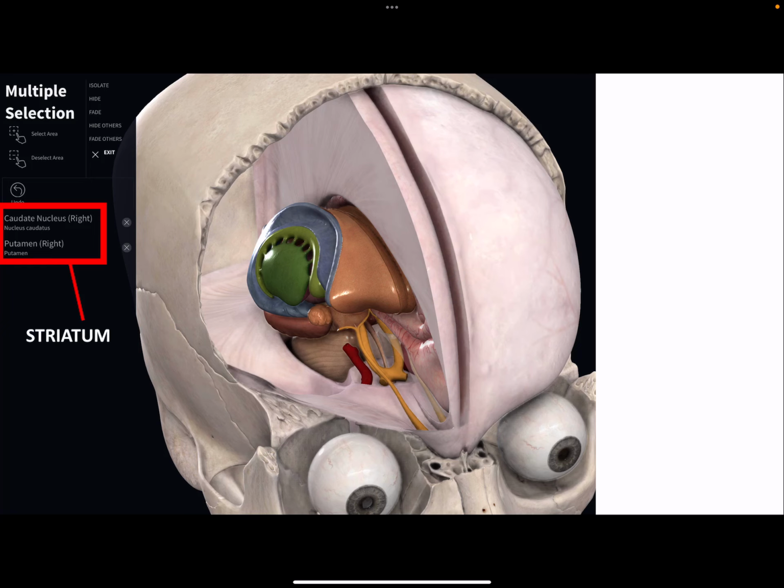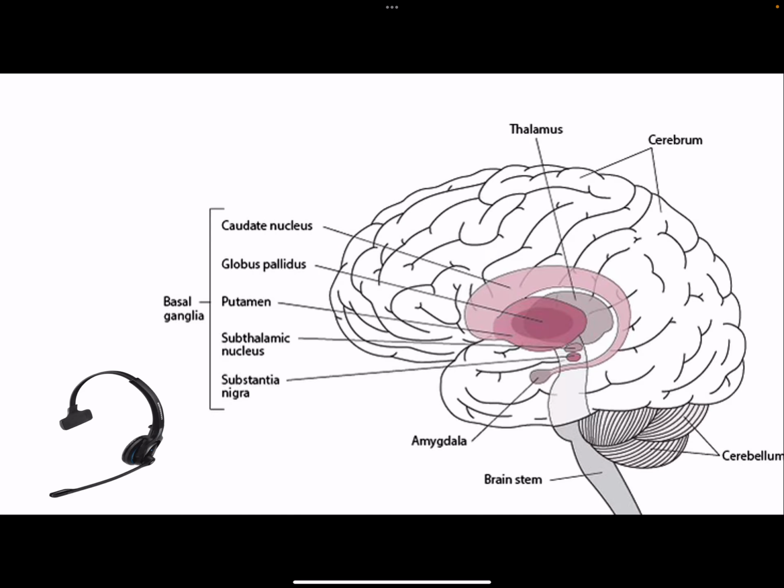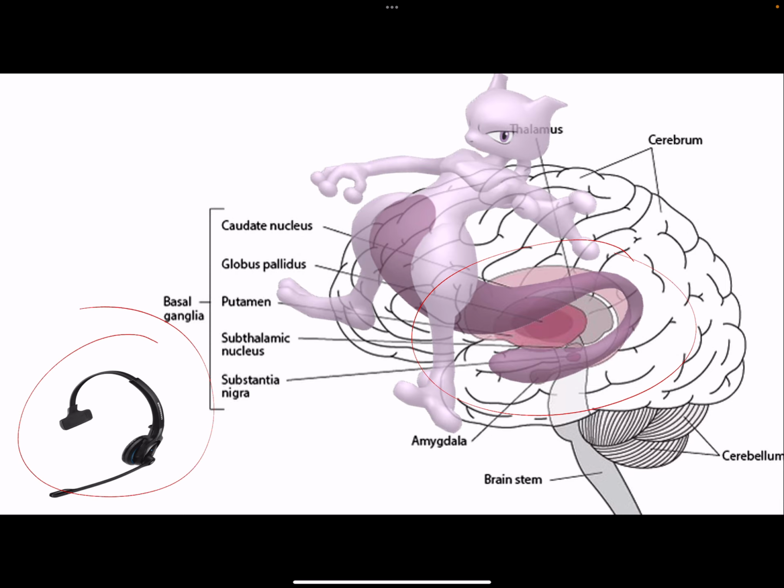Okay, so we made it to our third important subcortical supratentorial structure of the brain, the basal ganglia. What we see right here is the caudate nucleus and the putamen put together, which is collectively known as the striatum, which is going to be a really important central player in the basal ganglia pathway. So here we're just looking at a sagittal slice. You'd be kind of familiar with it. It kind of looks like a headset or a Mewtwo tail.